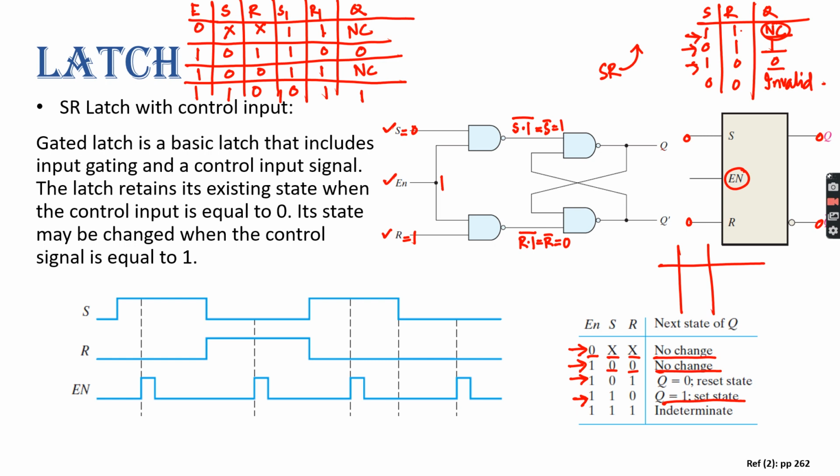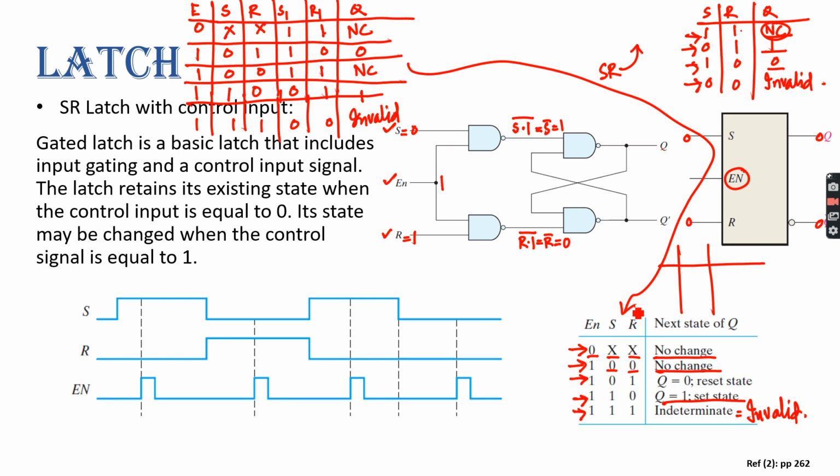And for the last condition, if you put S, R, E equals 1, 1, 1, it will be 0, 0. 0, 0, right? Yes, sir. So for 0, 0, what is the condition? Invalid. Invalid. In this book it is defined as intermediate. Yes, sir. Both represent the same thing. So do you understand where this truth table comes from? Yes, sir.